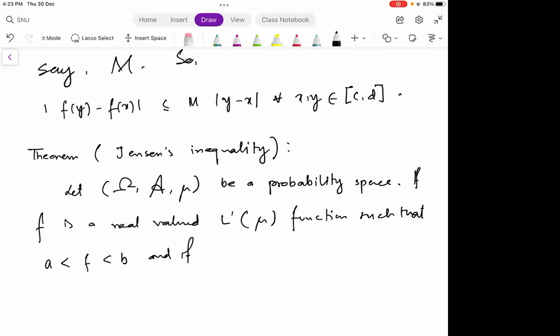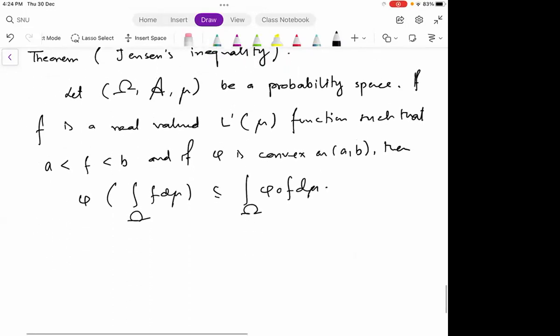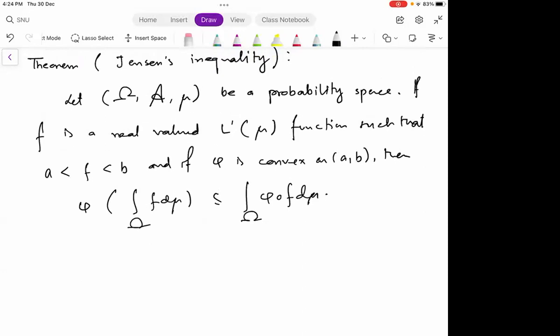And if phi is convex on (a, b), then the integral is always over omega. I may not write it all the time. Then phi of the integral is less than or equal to the integral of phi composed with f. See, phi can be composed with f.